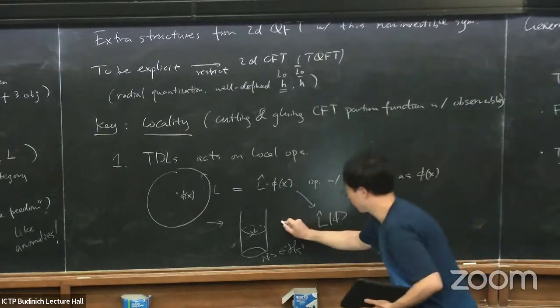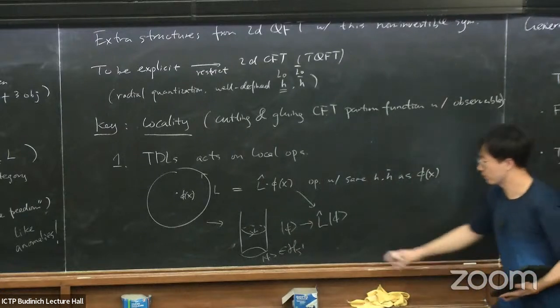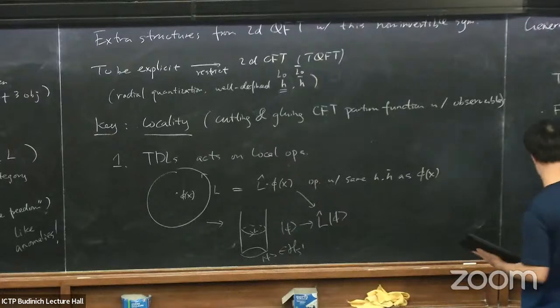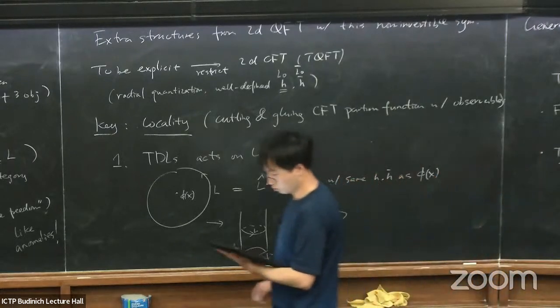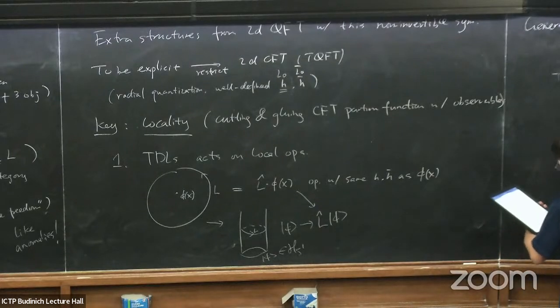So this is, if you wish, the generalization of what Wigner wrote for unitaries, but now for this more general linear operation L hat. So I just introduced another ingredient. Questions?